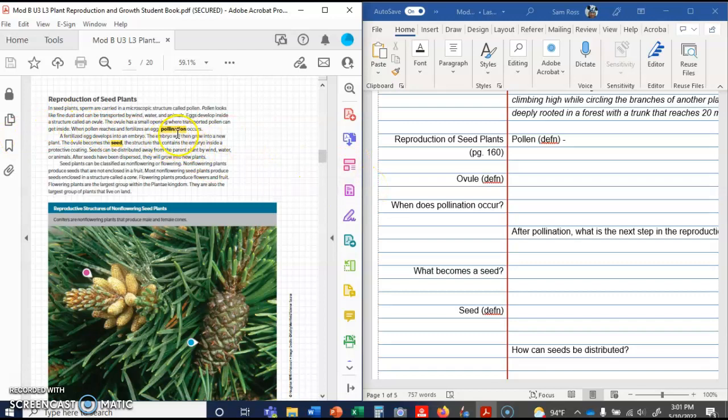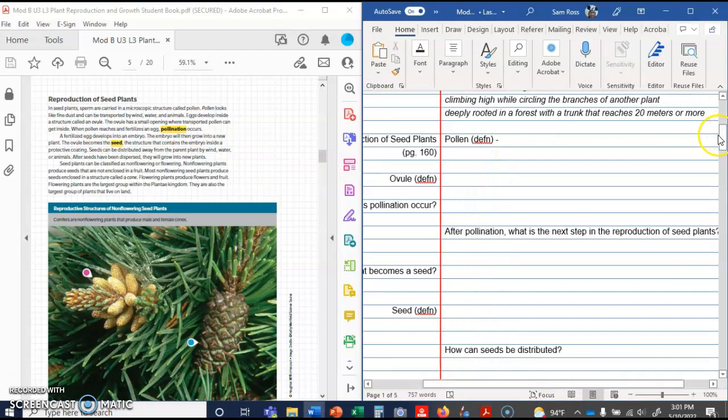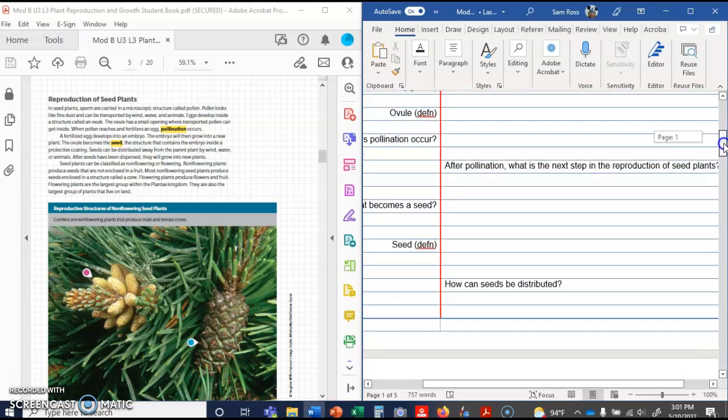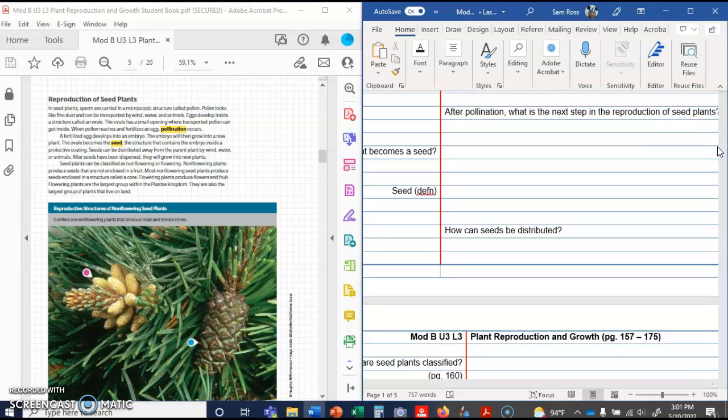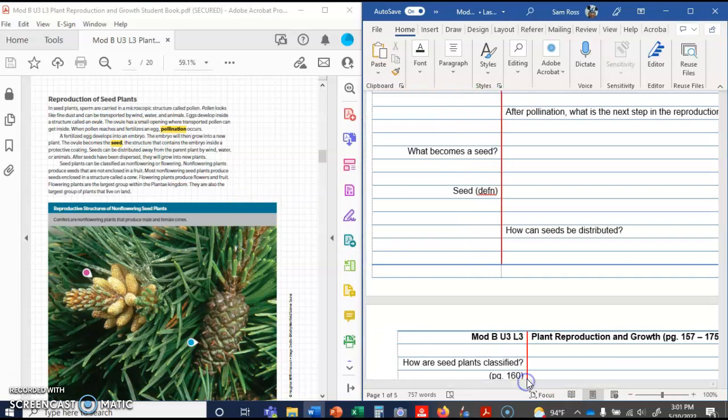When does pollination occur? When pollen reaches and fertilizes an egg, pollination occurs. Okay, let's see what this next question is. After pollination, what is the next step of reproduction of seed plants? A fertilized egg develops into an embryo. So an embryo would be the next step. And then what becomes a seed? The ovule becomes a seed.